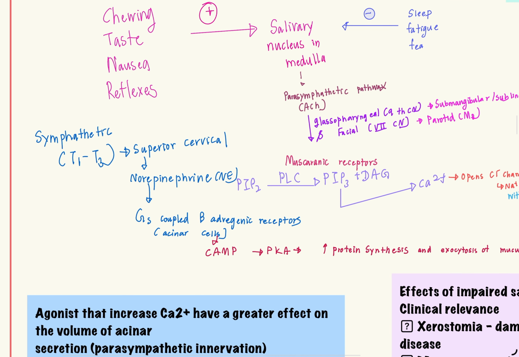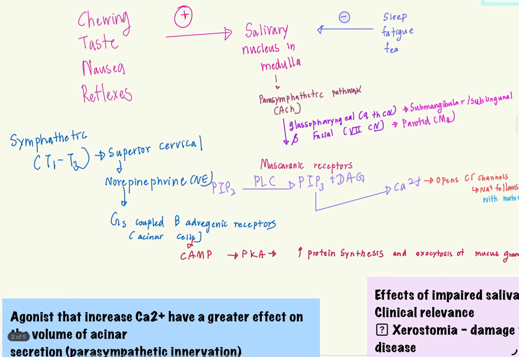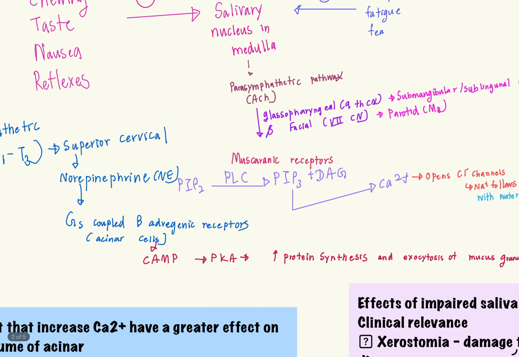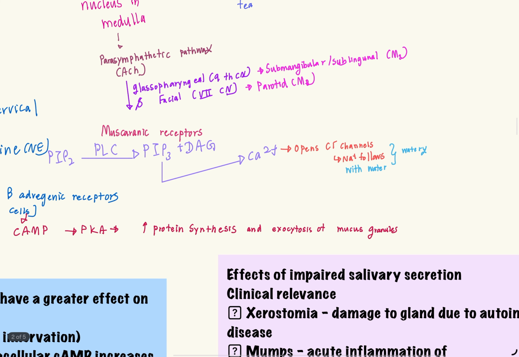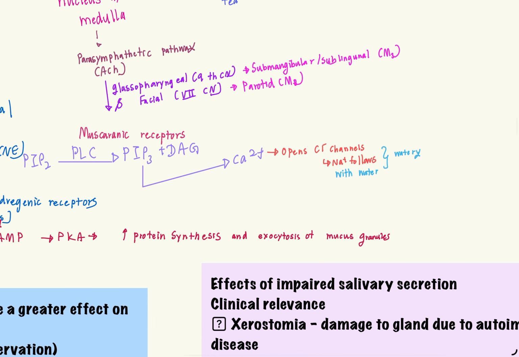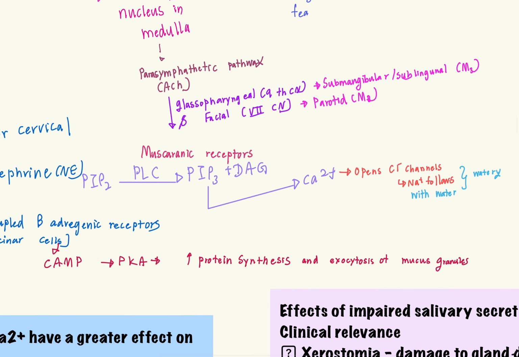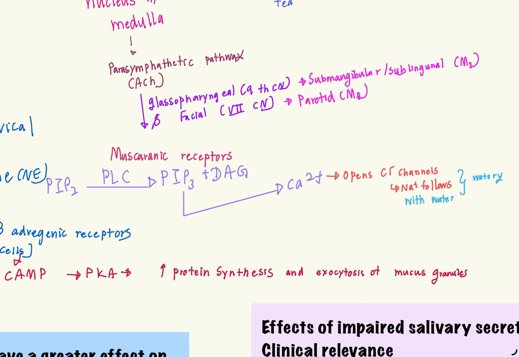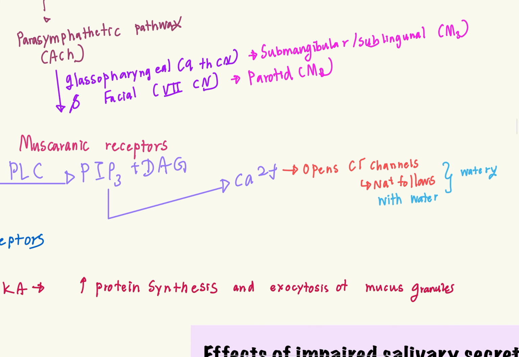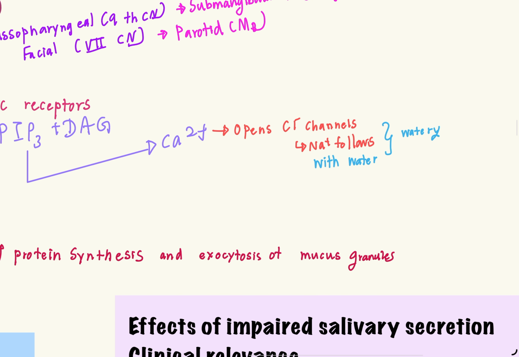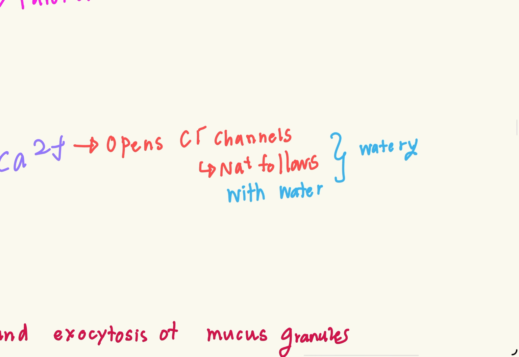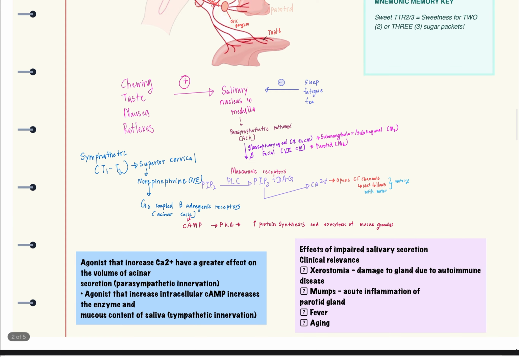And sympathetic, T1 to T3, superior cervical, will secrete norepinephrine, acting on G protein coupled receptor, Gs coupled, beta adrenergic, so cAMP, PKA, and protein synthesis and exocytosis of mucous granules, while the muscarinic receptors will activate phospholipase C, which will break down PIP2 into IP3, which will stimulate the release of Ca2 plus from the endoplasmic reticulum, and this will open Cl minus channels that will make this saliva watery.